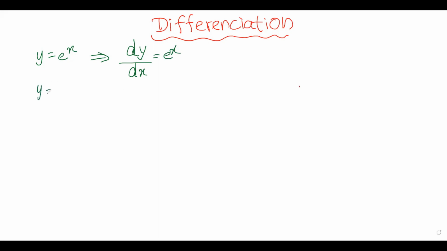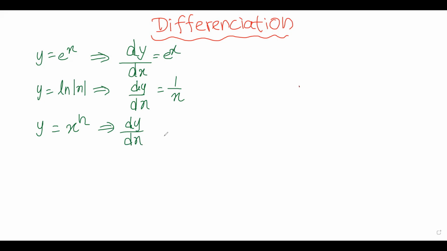If I take y equals ln x, then dy/dx for ln x should be 1 over x. If I take y equals x^n, then dy/dx equals n x^(n-1).